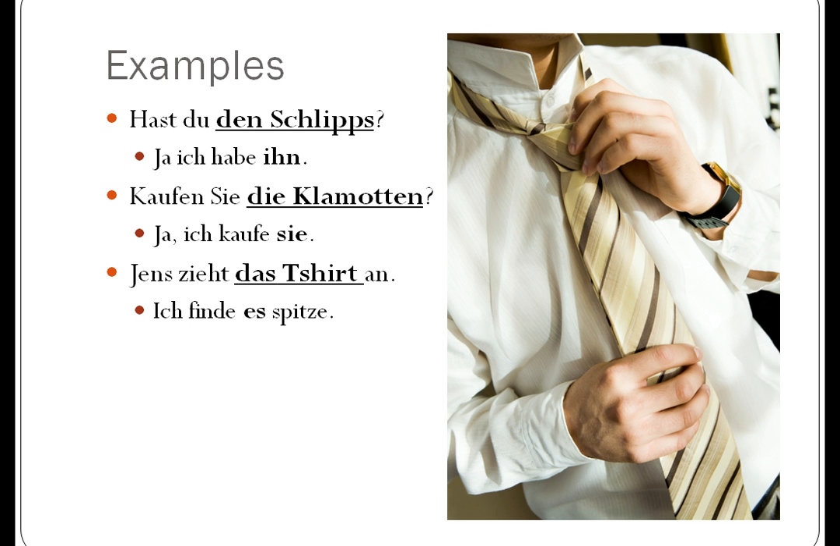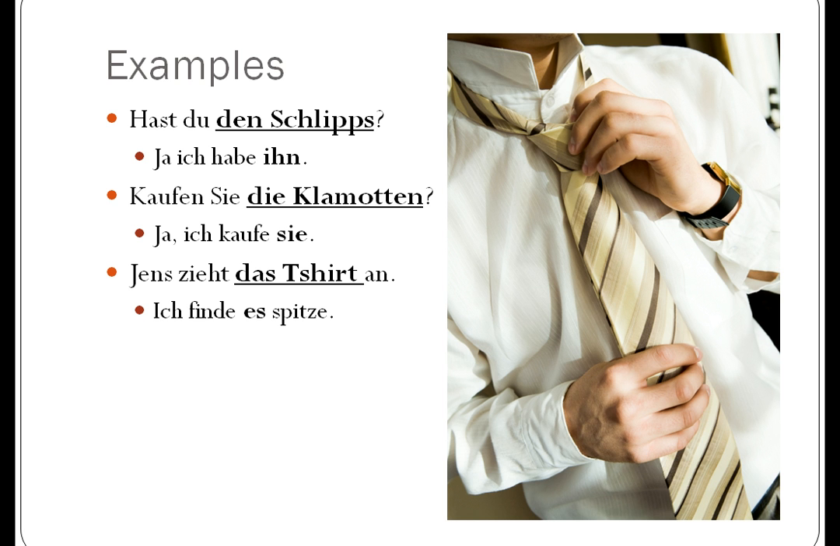Here are some examples. Hast du den Schlips? If I wanted to replace den Schlips, in other words, if I didn't want to say, do you have the tie? Yes, I have the tie. I can use a pronoun. I have to use the pronoun ihn because den Schlips is masculine and it's the direct object. Yes, I have him. It's not yes, I have he. He doesn't make any sense.